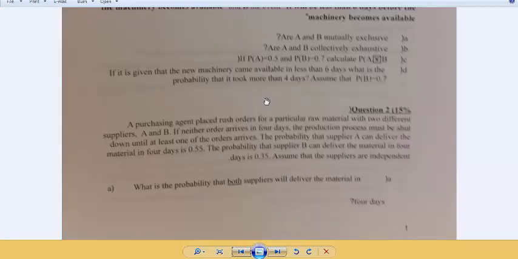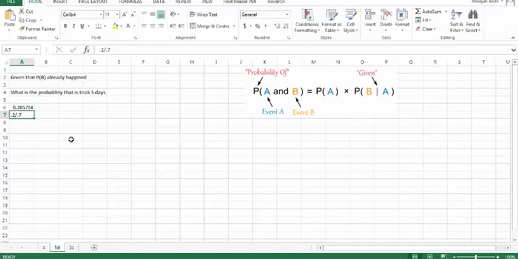If I go back to the question, the probability of the machine coming less than 16 and more than 4, so that is the intersection point. We just calculated it in C and we divide that by 0.7, so we are using this formula.